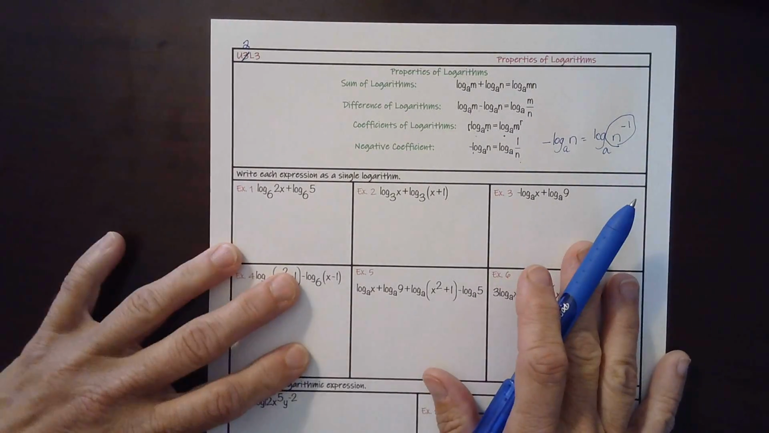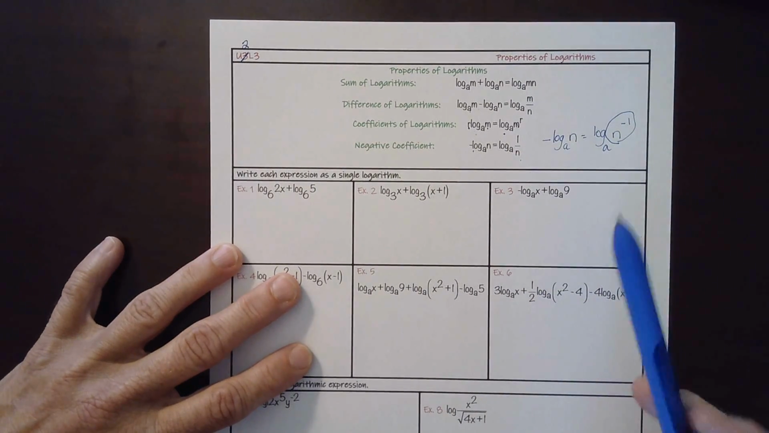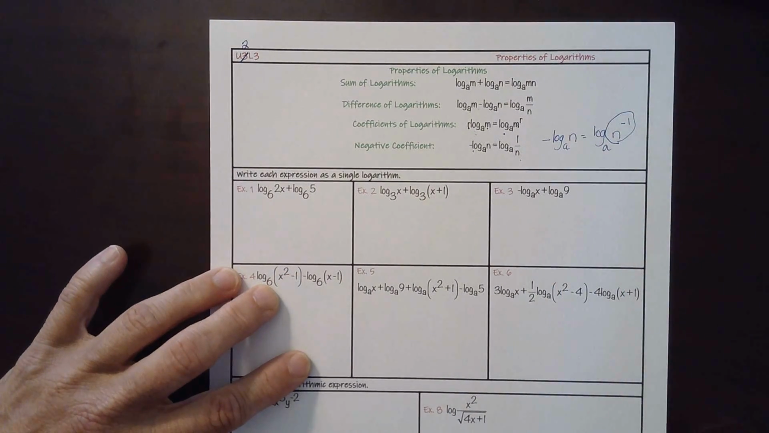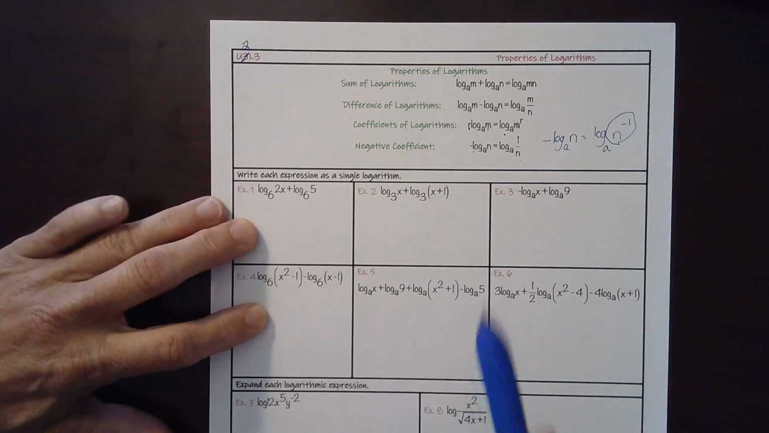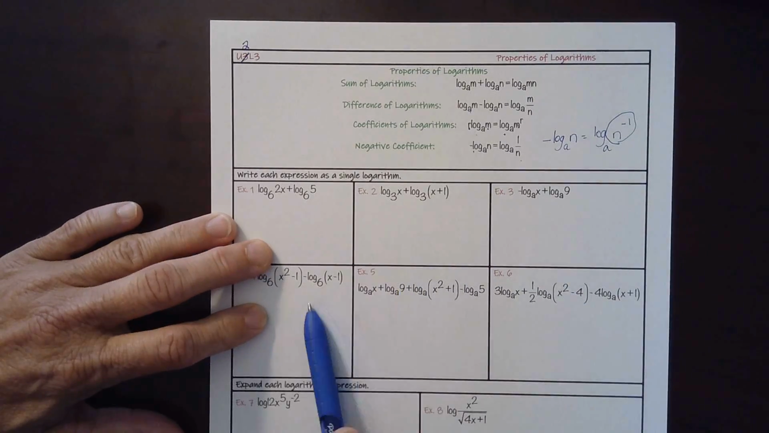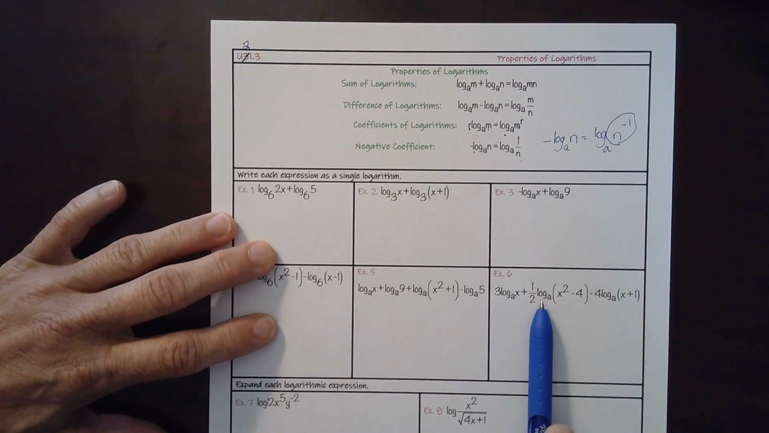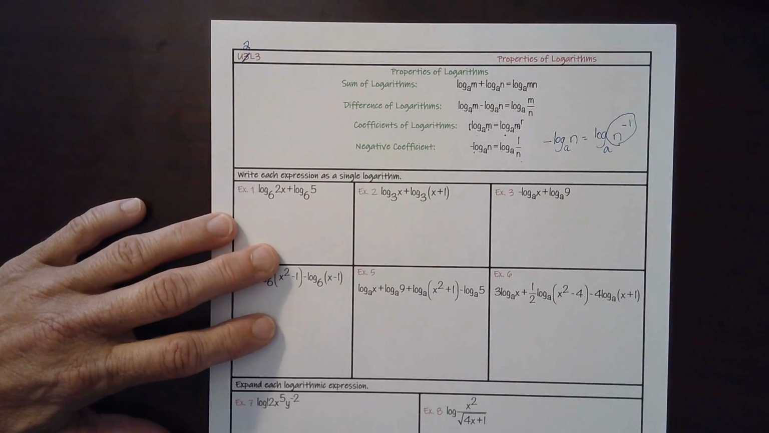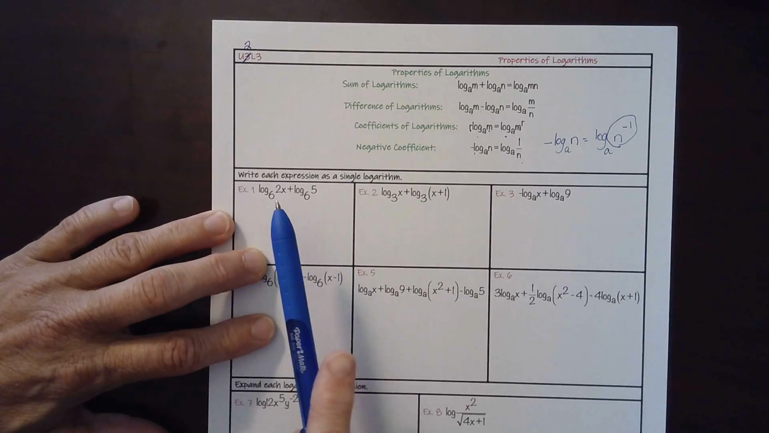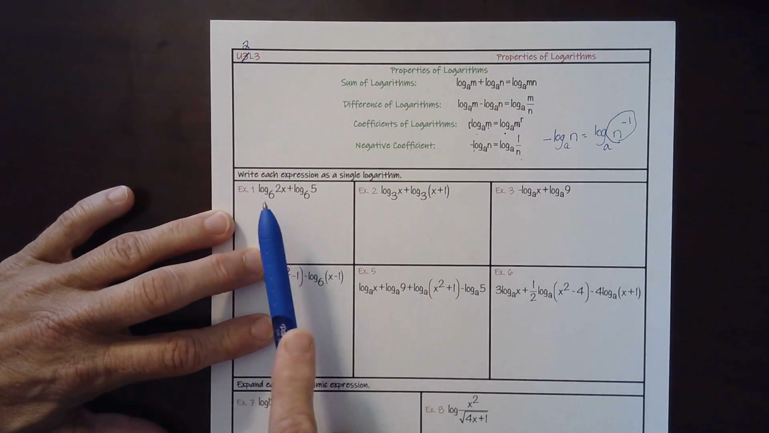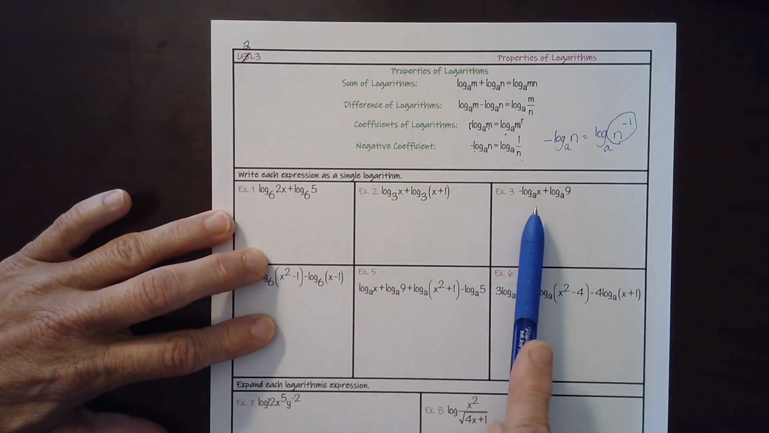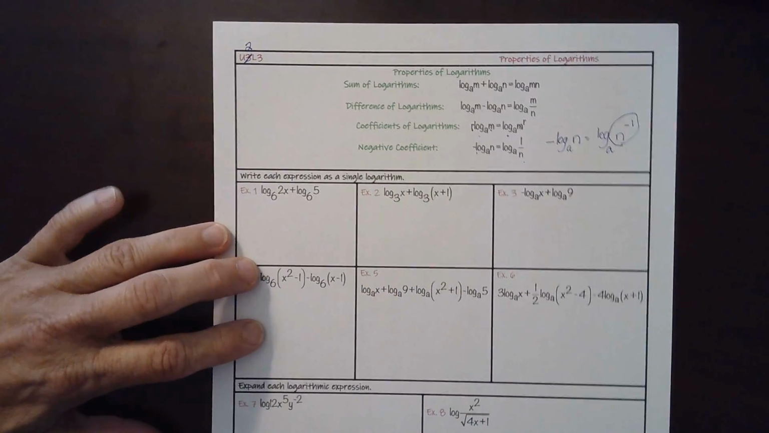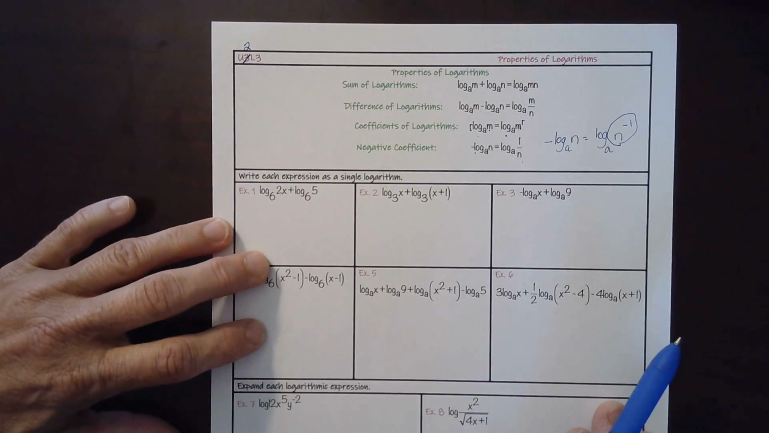So here's what I want us to do. I just want us to get practice working with the properties of logarithms. The first set that we're going to do is we're going to take 6 different expressions and we're going to express them as a single logarithm. In other words, on example 1, we're going to add these 2 logarithms. On example 2, we're going to add these 2 logarithms, and so on. So the first set, that's what we're going to do.